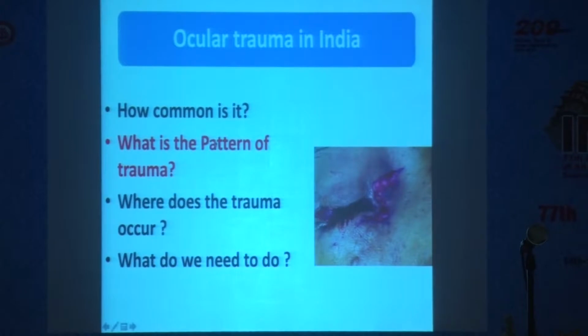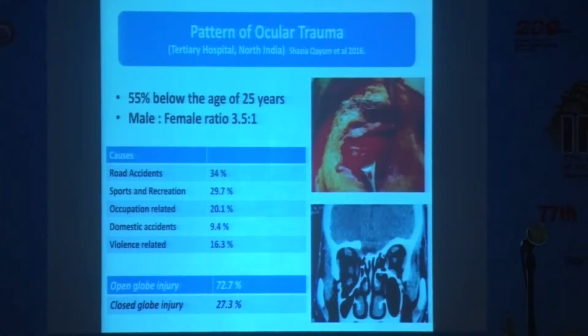Looking at the pattern of ocular trauma, or ophthalmic trauma, as Ganga corrected me, the most important things are that young people are involved, more than 50% being under 25 years of age. Males, as we all know from all figures, are involved almost 3.5 times more than others. Road accidents constitute more than 1/3, sports and recreation another 1/3, then occupation. Now this is the figure from this tertiary hospital, and in hospital-based data, open globe injuries are almost 3/4.